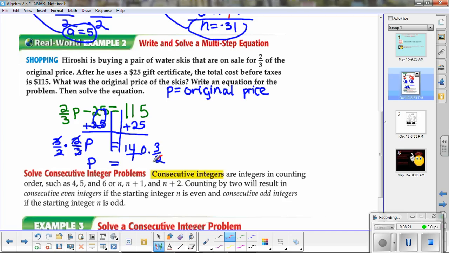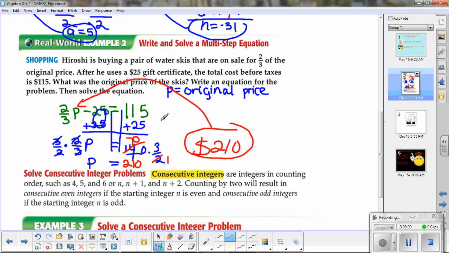140 and 2 both can be divided by 2. 2 goes into 2 once. 2 goes into 140 70 times. And then 70 times 3 is 210. And 1 times 1 is 1. 210 over 1 is just 210. And we are talking money here, so let's say $210 was the original price. To check your work, you would put it back in right there. You would want to say 2/3 times 210 minus 25 should equal 115.